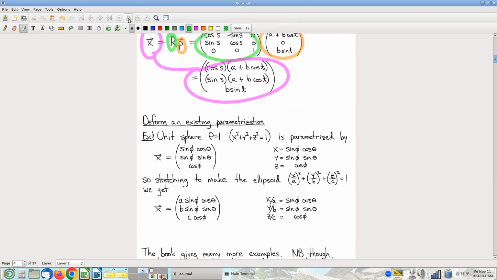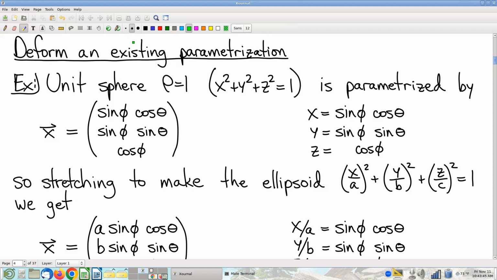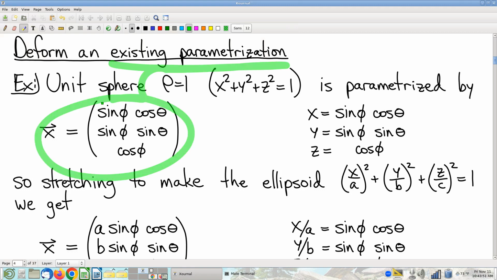Okay. Last one I'm going to show you. Sometimes you have an existing parameterization that's not exactly what you want, but maybe is close in a way, and you can deform that existing parameterization to become what you actually want. Okay, all right. So starting with this, here's an existing parameterization of the unit sphere.